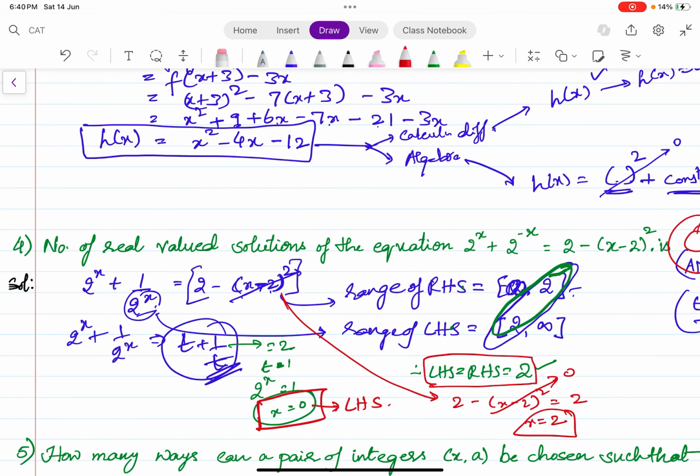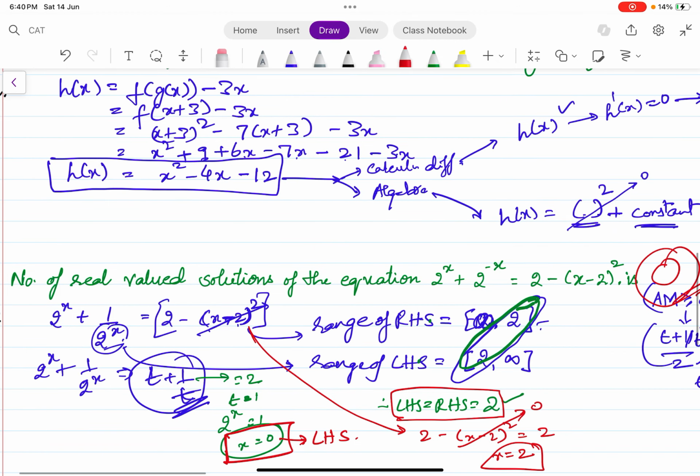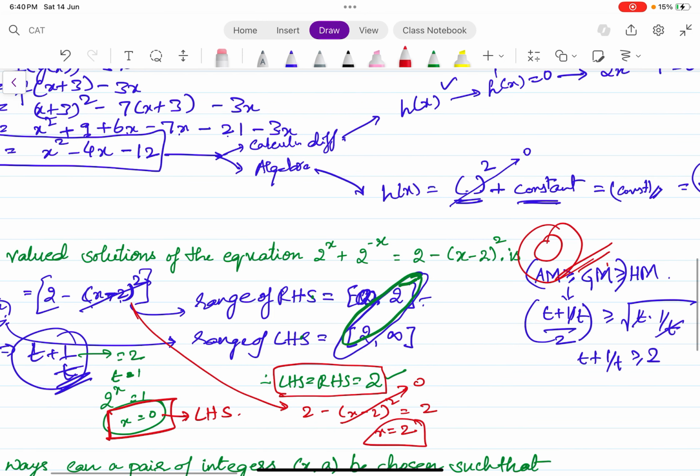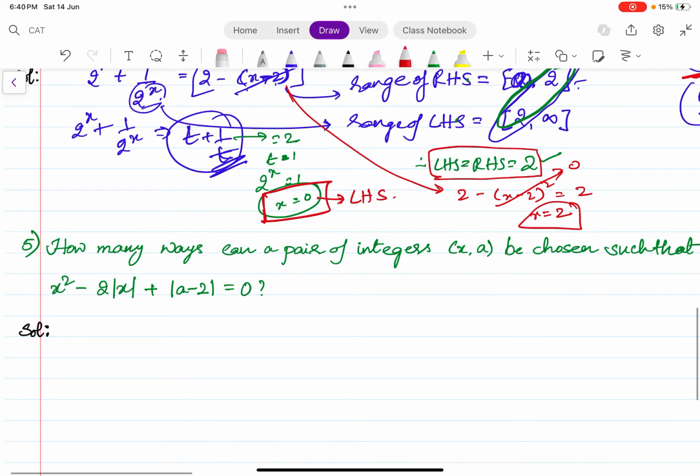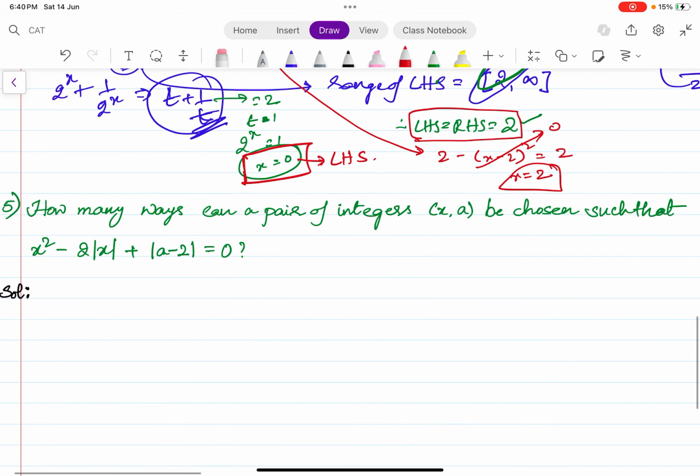This is how you approach these kind of problems. So before you go on expanding and then putting values for x and 2 power x and solving, try and think from an outside perspective, like what is the range of this function, what is the range of that function, do they intersect or not. So that is how you approach these kind of problems. And remembering certain inequalities also helps, right? So let's solve the last question for today and then we can close.